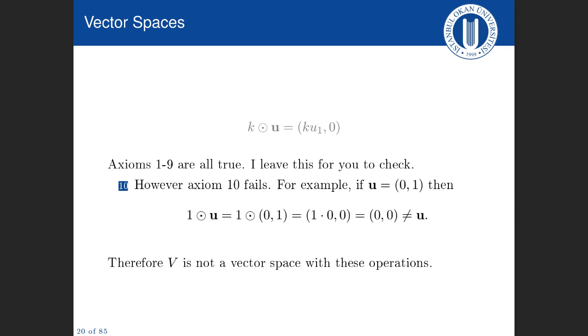For example, it fails if U is the vector 0, 1, because then 1 multiplied by the vector 0, 1: in the first coordinate, we do the scalar 1 multiplied by the first component of U, and in the second component, we just put 0. So that's just 0, 0, which is not U. So axioms 1 to 9 are true, but axiom 10 is false. Therefore, this set V is not a vector space with these operations.